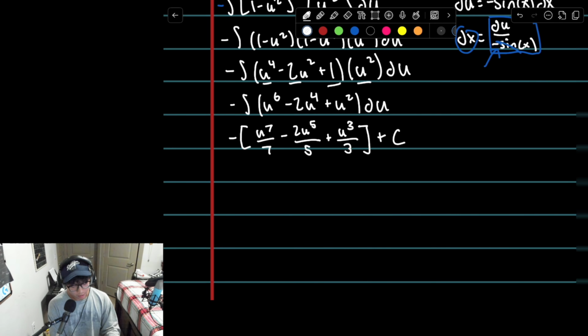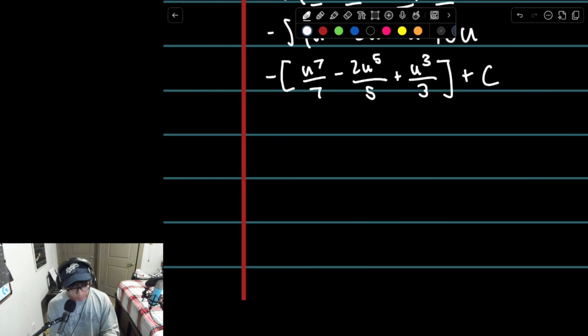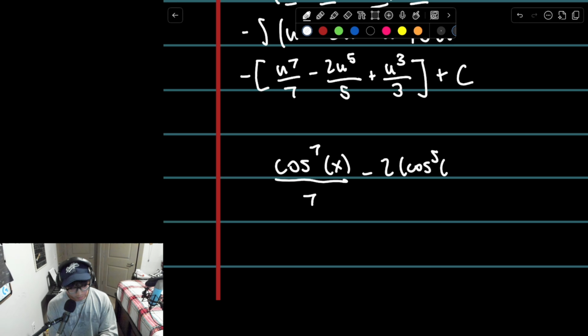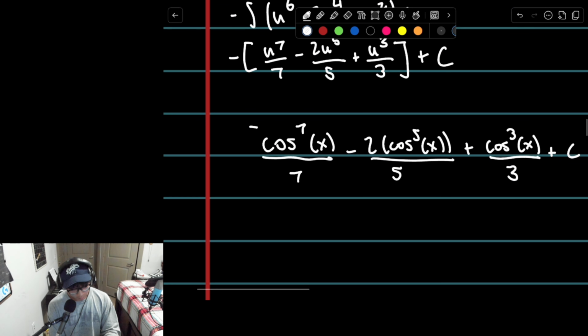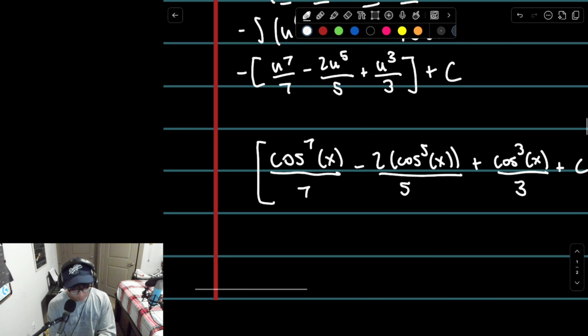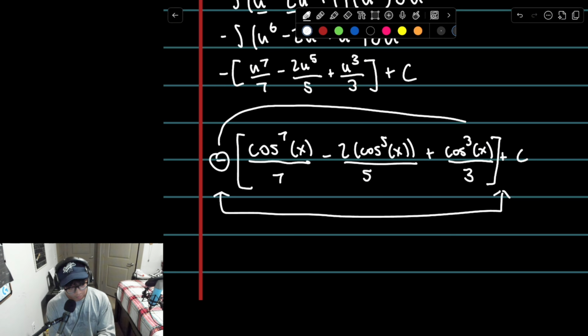Now are we done? No, we know our u is cosine of x, so every single u is going to be cosine of x, which leaves us with cosine to the 7 x over 7 minus 2 cosine to the 5th x over 5 plus cosine cubed x over 3 plus c. And don't forget the negative sign outside. Now with my professor, this is going to be a completely acceptable answer, but maybe some of yours don't, so just distribute this negative throughout all of these if needed.